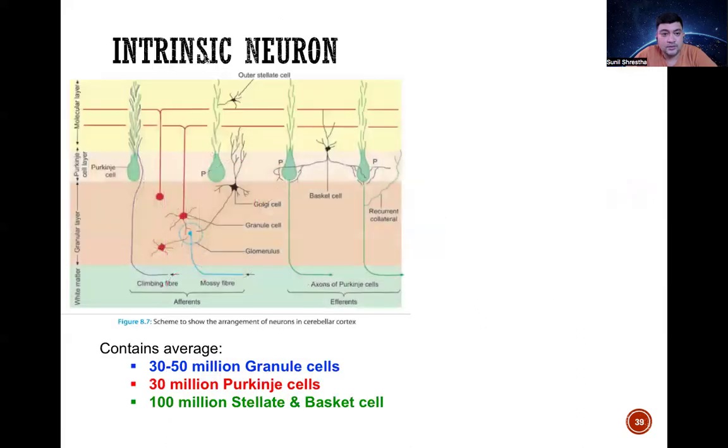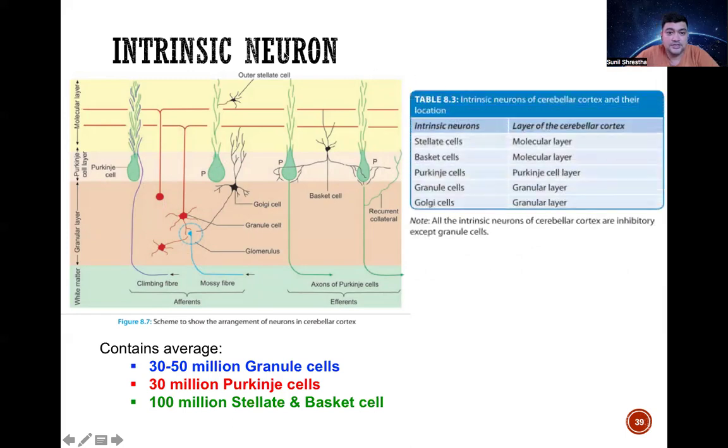Now, in the intrinsic neuron, these are the cells. There are almost 30 to 50 million granule cells present here in the cerebellum, 30 million Purkinje cells, and 100 million stellate and basket cells present in the cerebellum. Okay, so these are the intrinsic neurons, and they are present in the different layers of the cerebellar cortex.